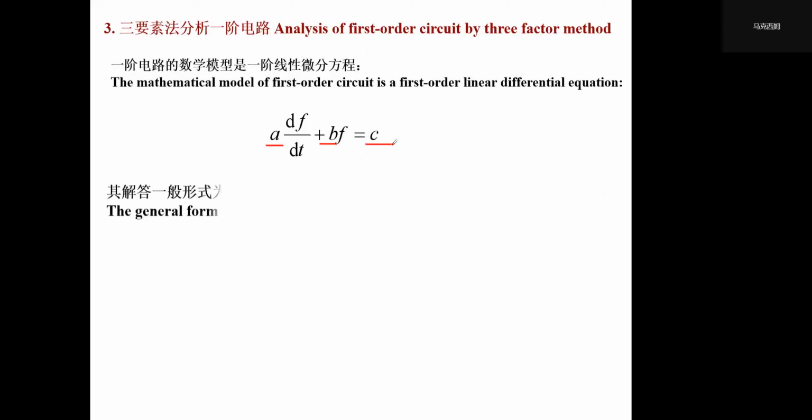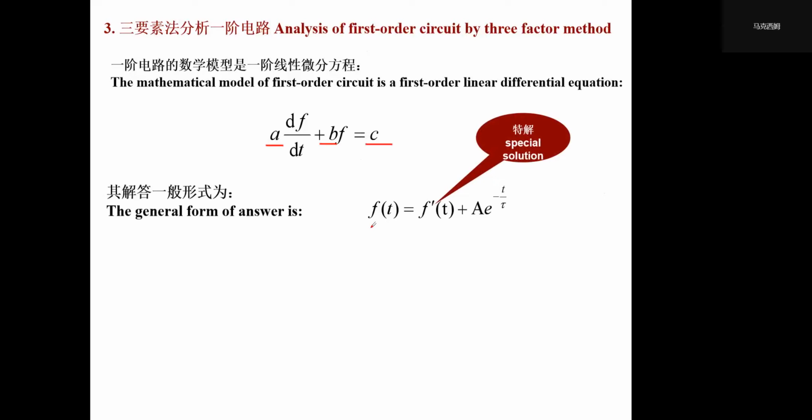Now let's see the three-factor method to analyze the first order circuit. We know that the mathematical model of the first order circuit is a first order linear differential equation. It looks like this. So we have A, B, C, three coefficients. And the general answer looks like this.